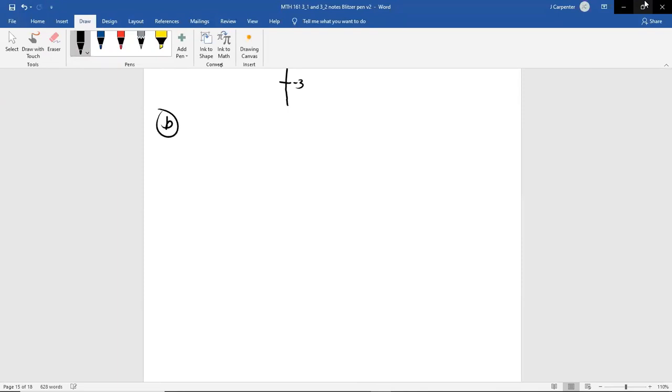We're going to sketch still, and this is going to be f of x equals (x plus 3) squared times (x minus 5) times (x plus 4) squared.